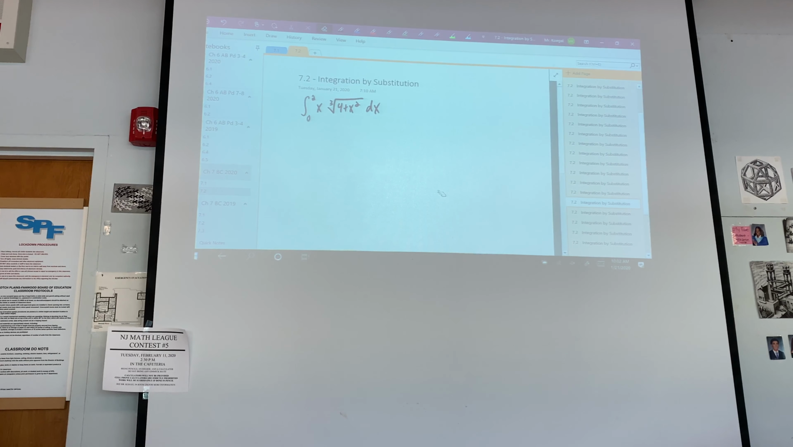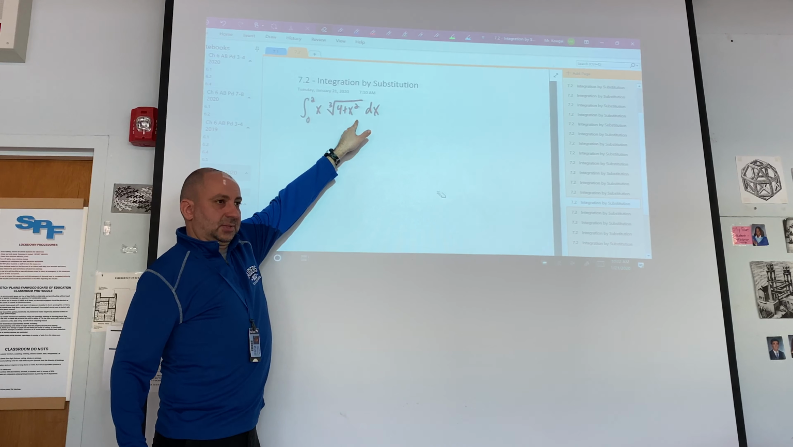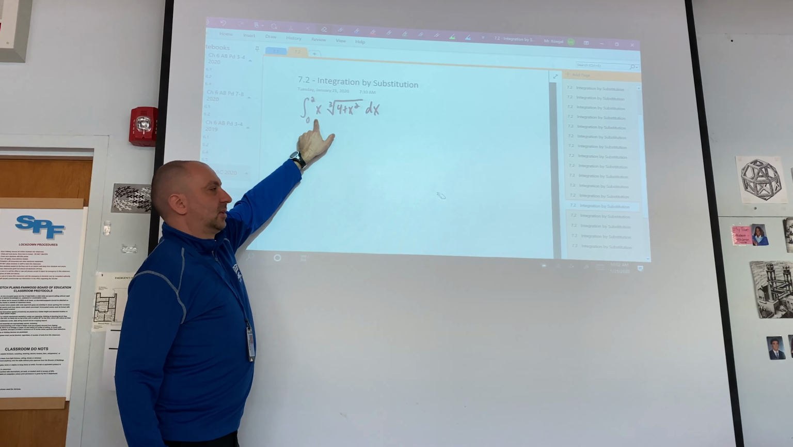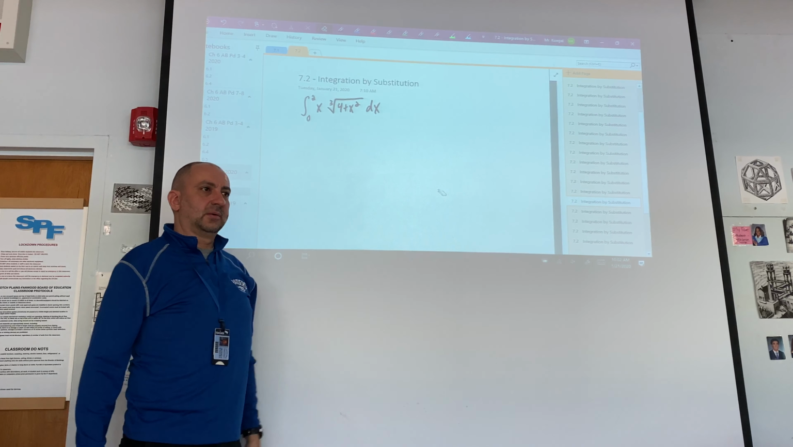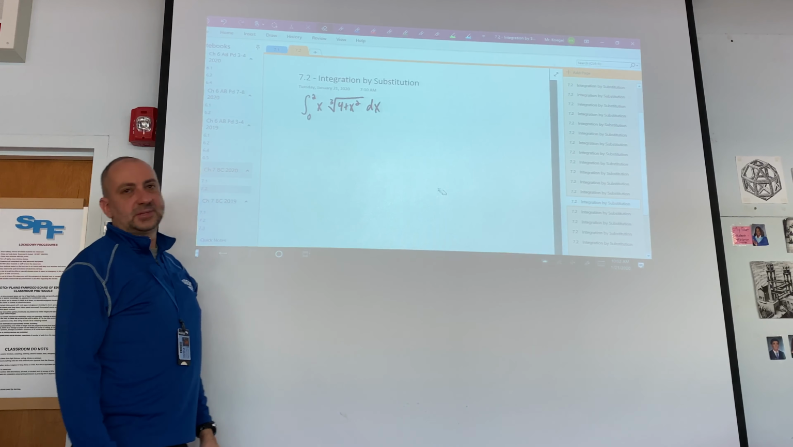All right. Here, we're going to look at all the things that tell us this is an integration by substitution problem. We have a product and there's no product rule. We have a composition also. And a fill in the blank sentence works. X is close enough to being the derivative of 4 plus x squared. So all those things right there say integration by substitution.